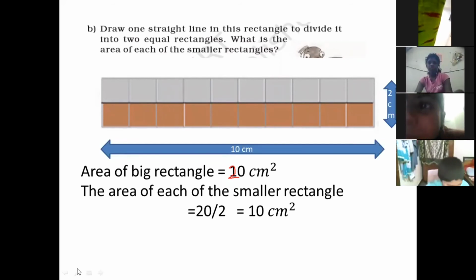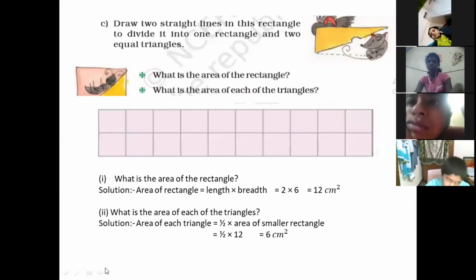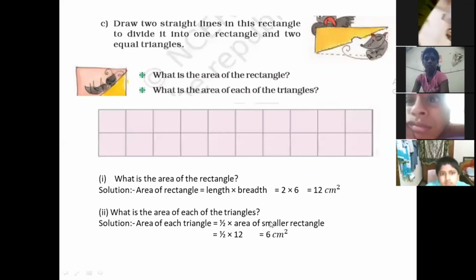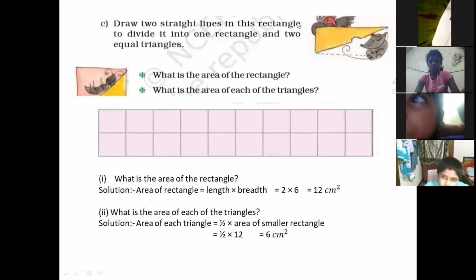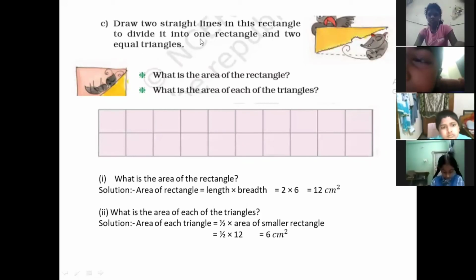Now, one more question. See here. Draw two straight lines in this rectangle to divide it into one rectangle and two equal triangles. Here we have to draw two straight lines to make one rectangle and two equal triangles. Try it.